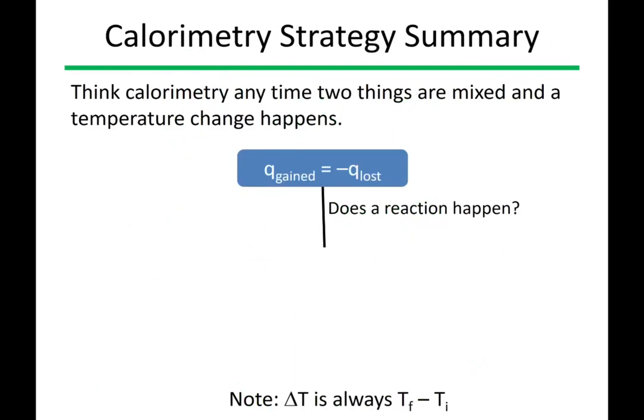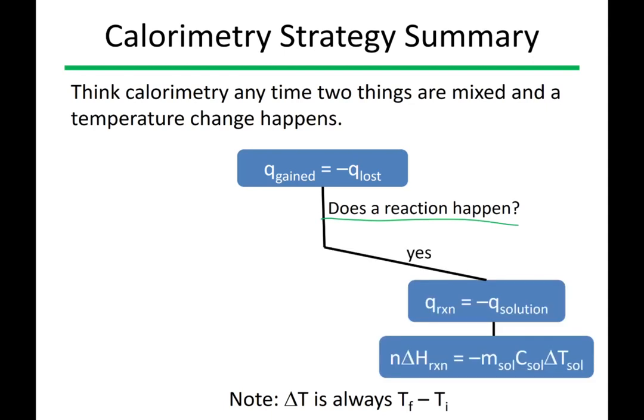So in summary, for these calorimetry problems, anytime you're mixing two things together and a temperature change happens, we know that we're going to set these up with Q gained is equal to negative Q lost. So the first thing you want to ask is, does a reaction happen? So are we doing some chemical equation, or is it just heat transferring directly from one substance to another? If the answer is yes, some reaction happens, this is going to be the heat of the reaction is equal to negative Q of the solution. So we have this N delta H is equal to negative MC delta T, or we can put the sign on either side. That's fine. But one side has a minus, one side does not.